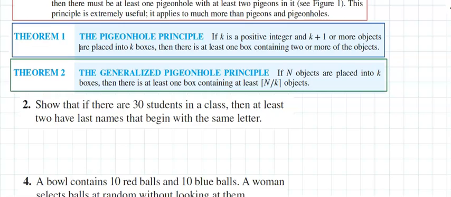It says, if k positive integers and k plus 1 or more objects are placed into k boxes. So if we have k boxes, 10 boxes, and we want to place 11 objects in them, then at least 1 box will contain more than 1 object. So hopefully that makes sense.